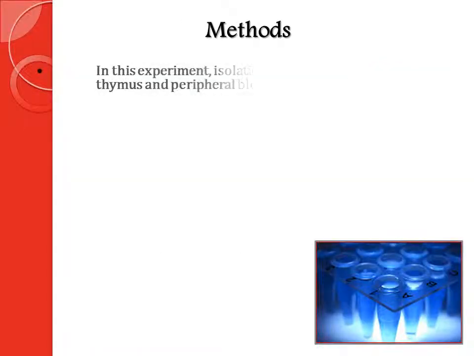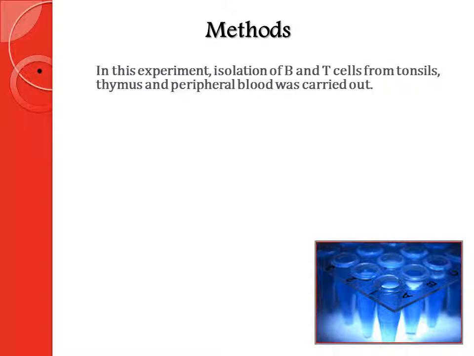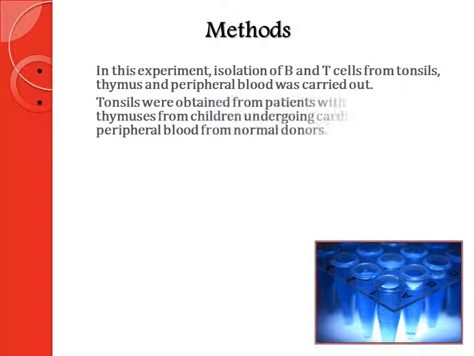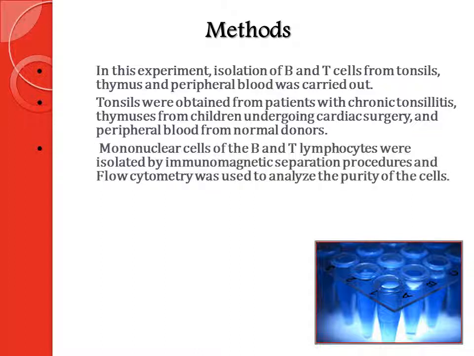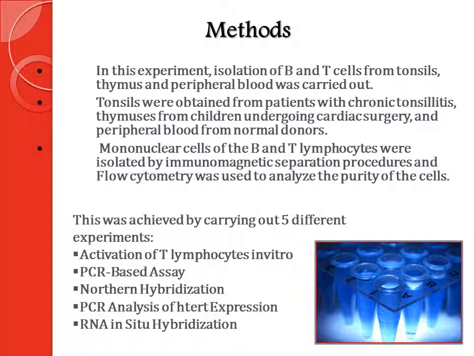In this experiment, B and T cells were isolated from tonsils, thymus, and peripheral blood. Tonsils were obtained from patients with chronic tonsillitis, thymus is from children undergoing cardiac surgery, and peripheral blood from normal donors. Mononuclear cells of the B and T lymphocytes were isolated by immunomagnetic separation procedures, and flow cytometry was used to analyze the purity of the cells.